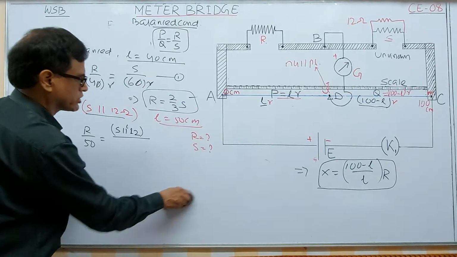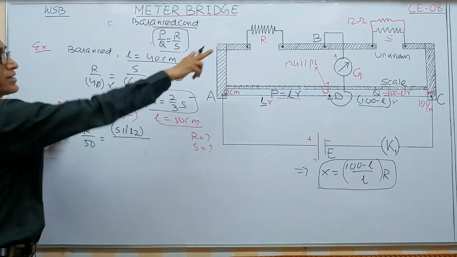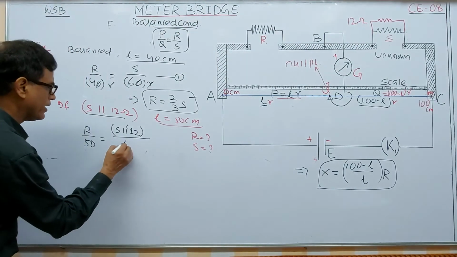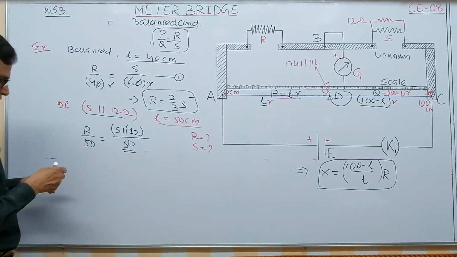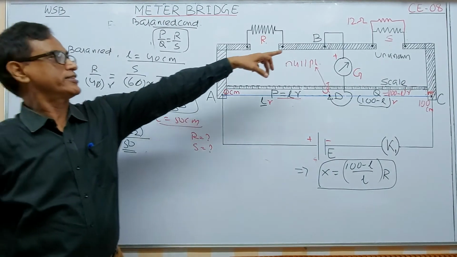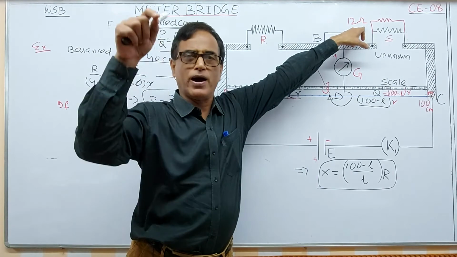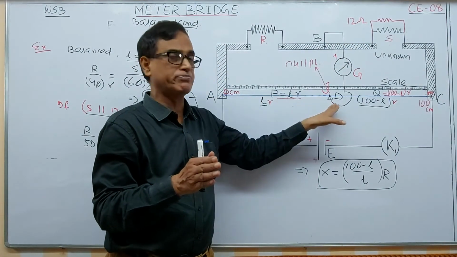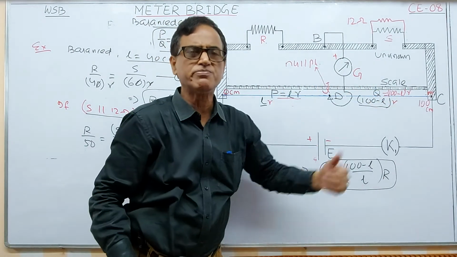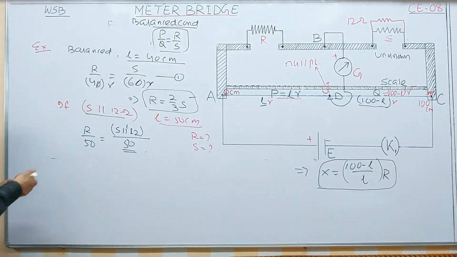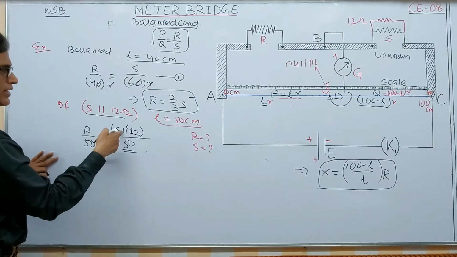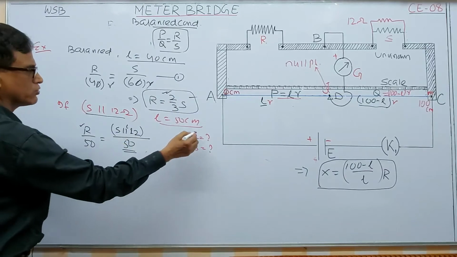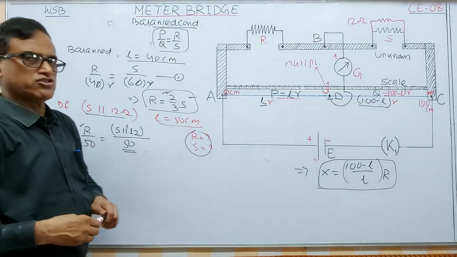It is your duty to solve this one. So the right side becomes the parallel combination of these two divided by 50. If you connect a resistance of 12 ohm in parallel with S, then the balance point is shifted from 40 to 50. This side becomes 50, the remaining is 50, a 100 centimeter length. So that you can apply the formula here, R and S. R is given, you can utilize this one, solve this one, you will get these two values. This is a 3 marks numerical.